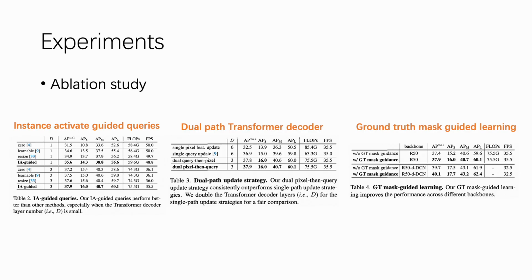The last part is our experiments. We first show the ablation studies that verify each component of our proposed method. As shown in tables, FastInst benefits from all three proposed techniques. The instance activation guided queries perform better than other methods, especially when the transformer decoder layer number is small. Dual path update strategy consistently outperforms single path update strategies. And the ground truth mask guided learning improves the performance across different backbones.